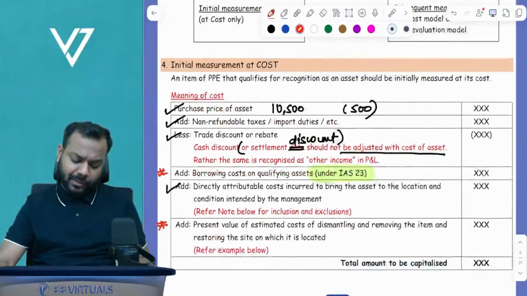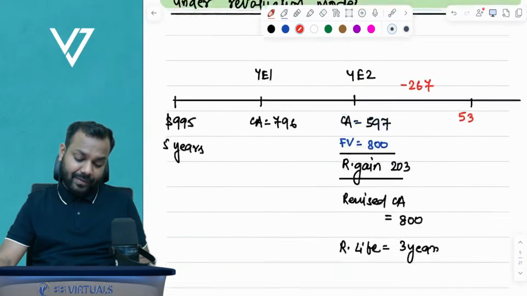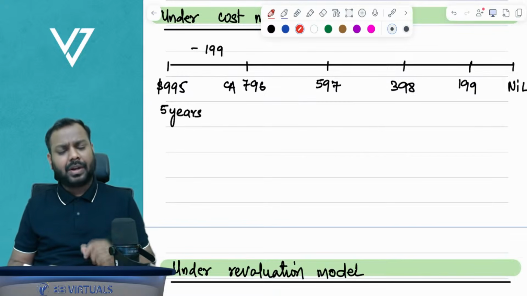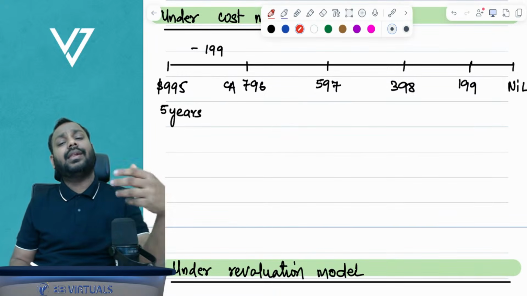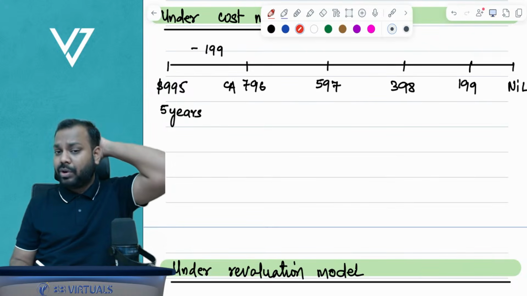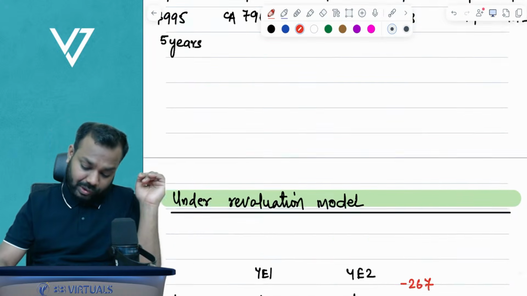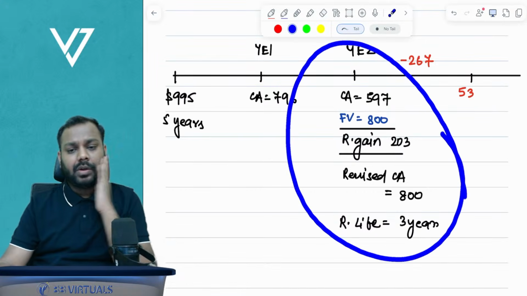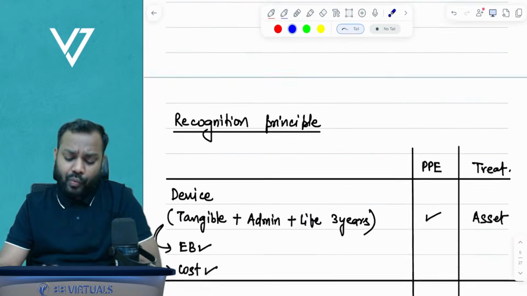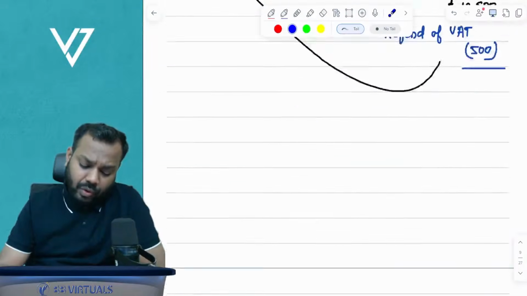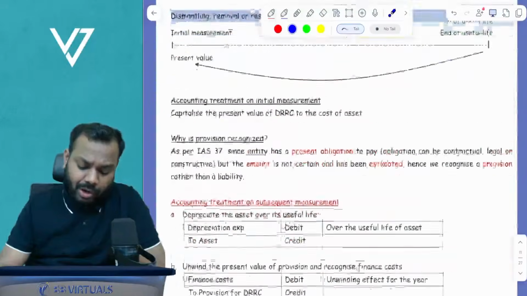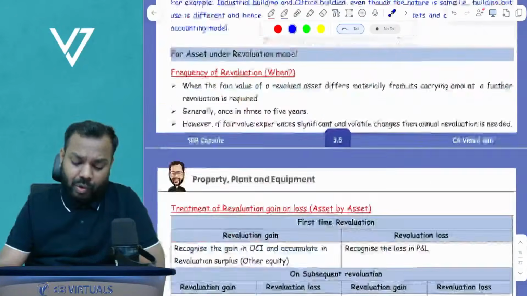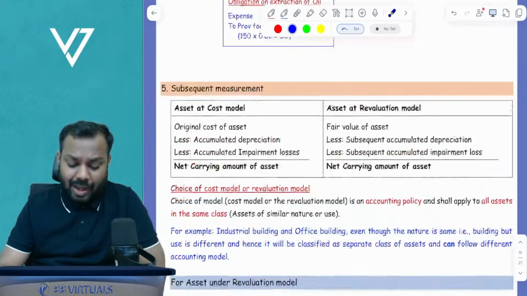Revaluation model, as we have also discussed in our classes. Please see if you can see here. Revaluation model is the cost minus the depreciation, but here we have to revalue the asset. Now comes the question: how will we decide whether we have to opt for the cost model or the revaluation model?